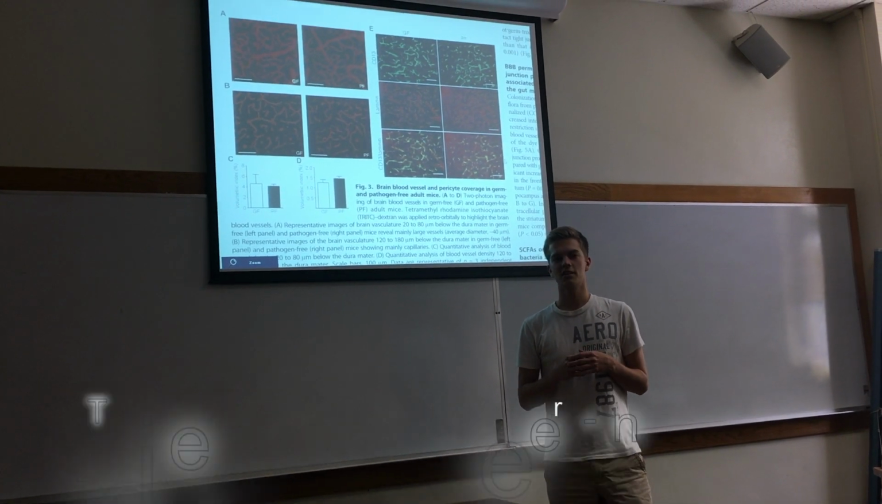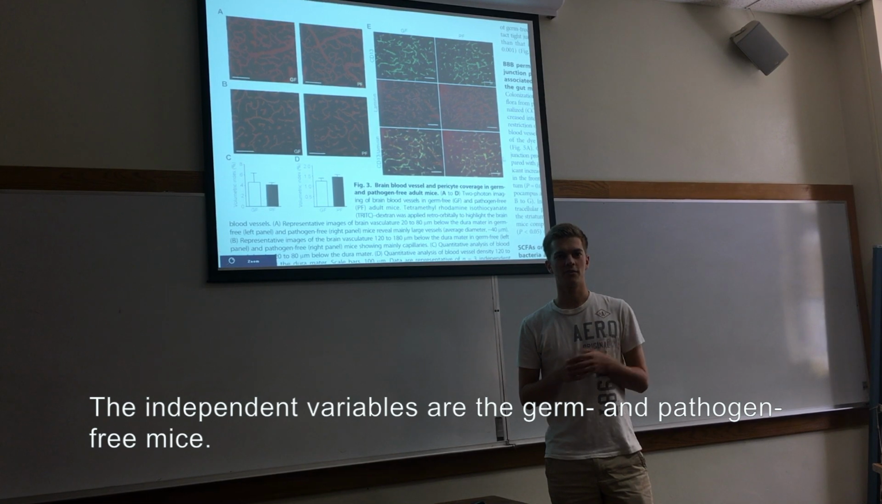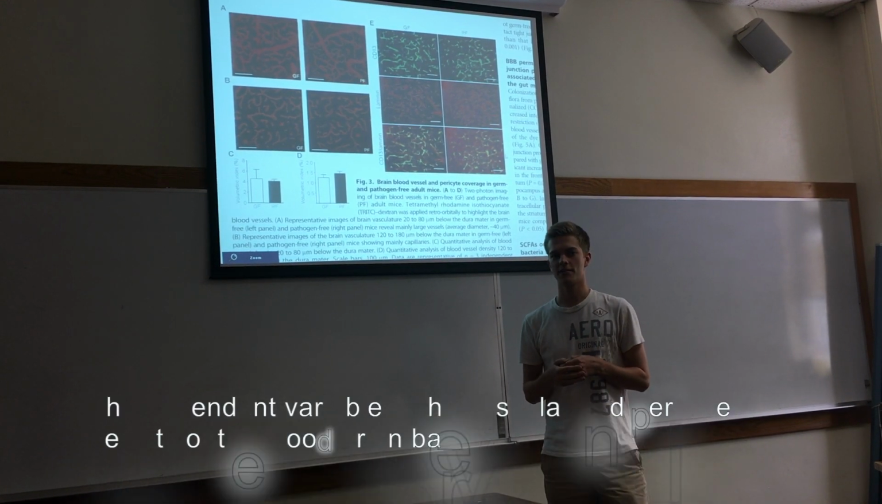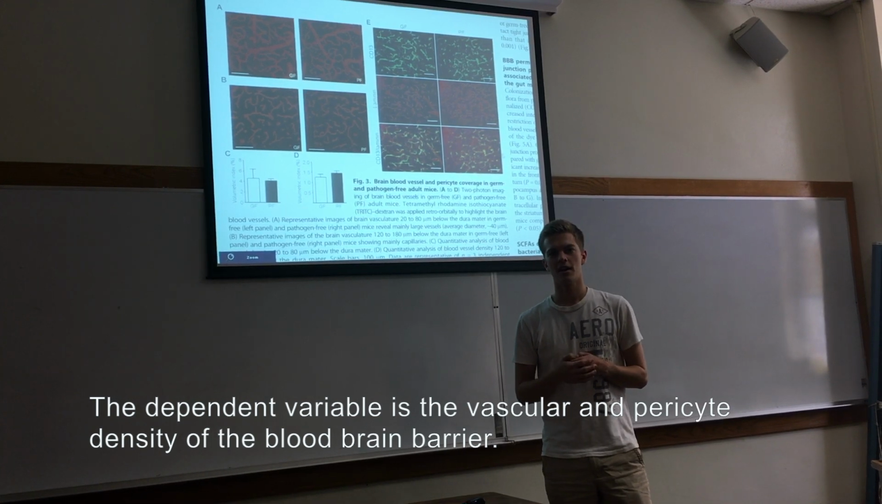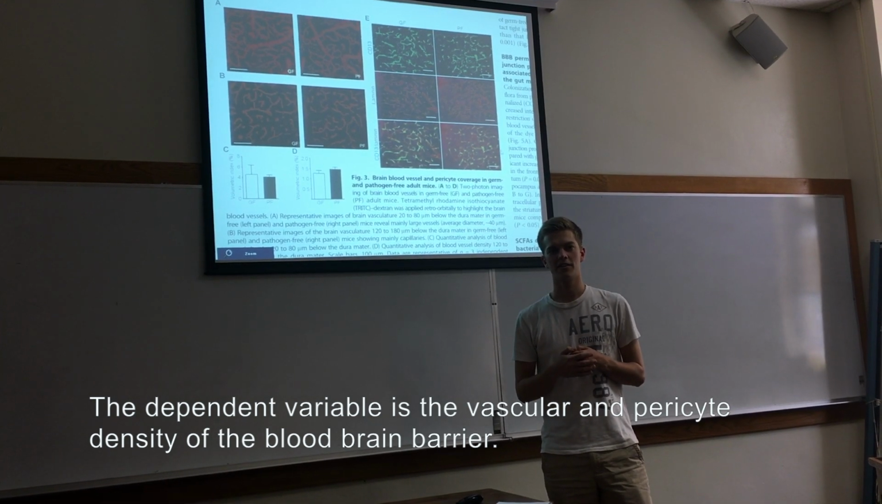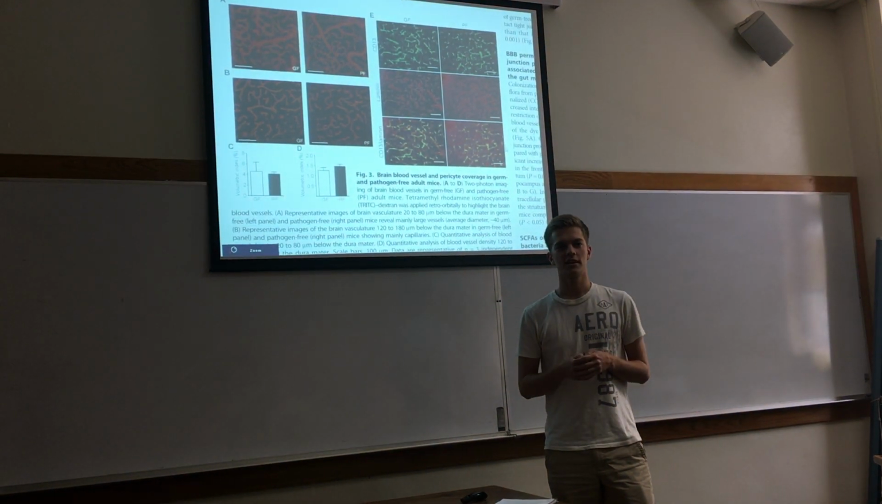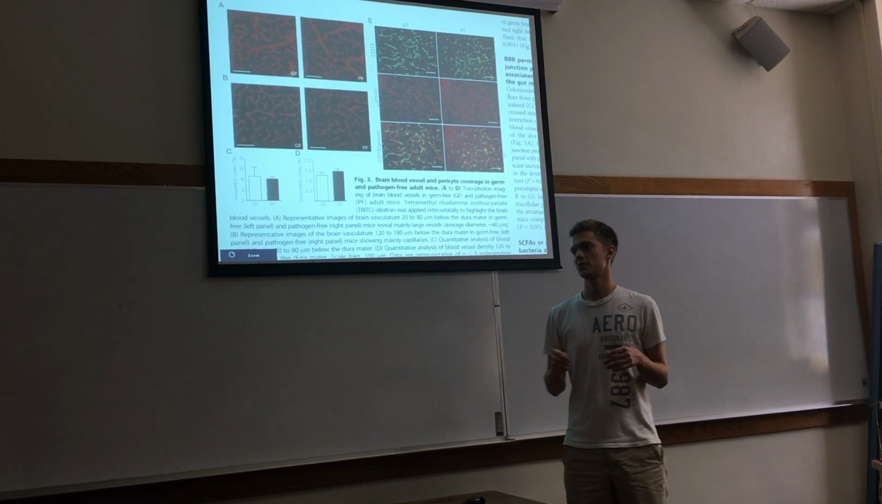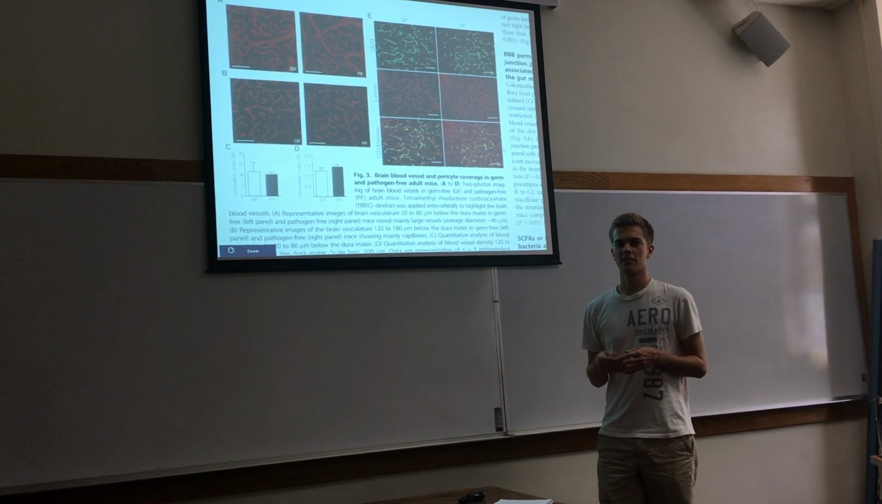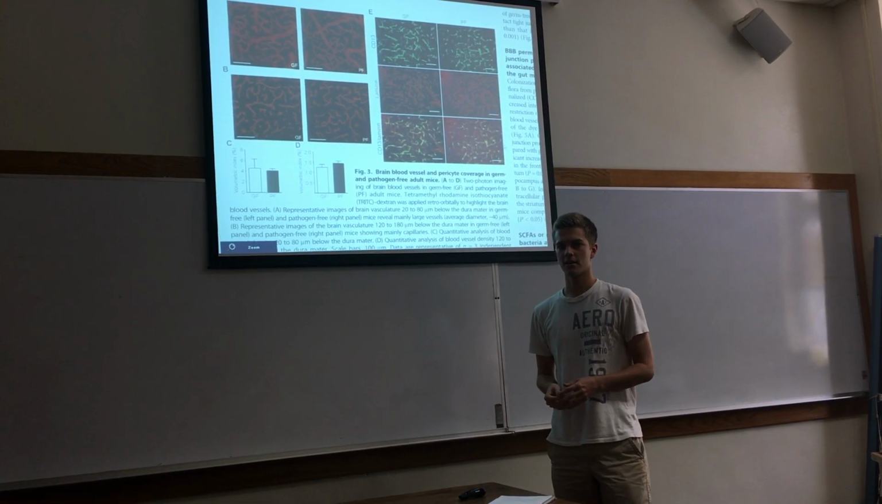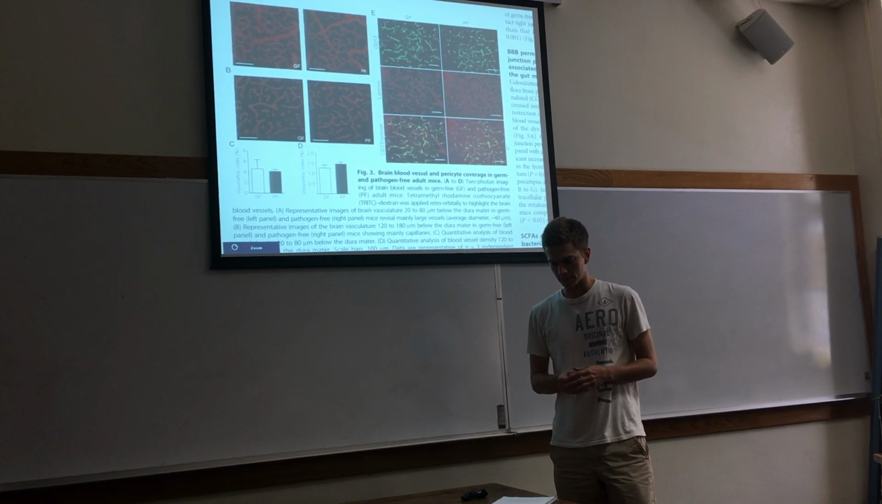In this study, the independent variable was the group of mice that they were drawing from, and the dependent variable was the permeability of the blood-brain barrier and the parasite density. The researchers used this study in figure 3 to demonstrate as a control that the blood-brain barrier permeability was not affected by the presence of gut microbiota.